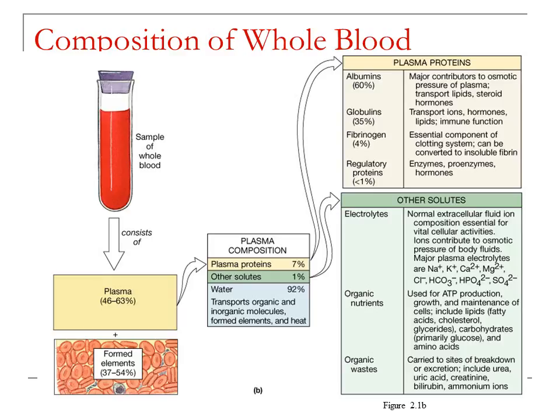The plasma proteins are albumin, which is 60%, that are major contributors to osmotic pressure of plasma. They transport lipid and steroid hormone. Globulin is about 35%, that transports ions, hormones, lipid, and immune function. Fibrinogen is about 4% of the plasma protein, and it is the essential component of the clotting system that can be converted to insoluble fibrin. And we have the regulating protein, which is less than 1%, which are the enzymes, proenzymes, and the hormones.